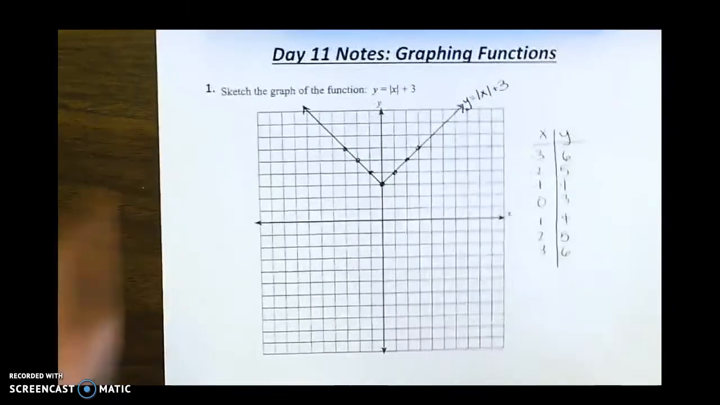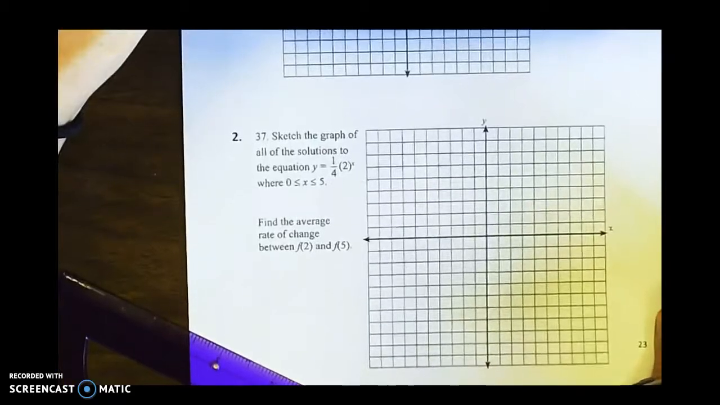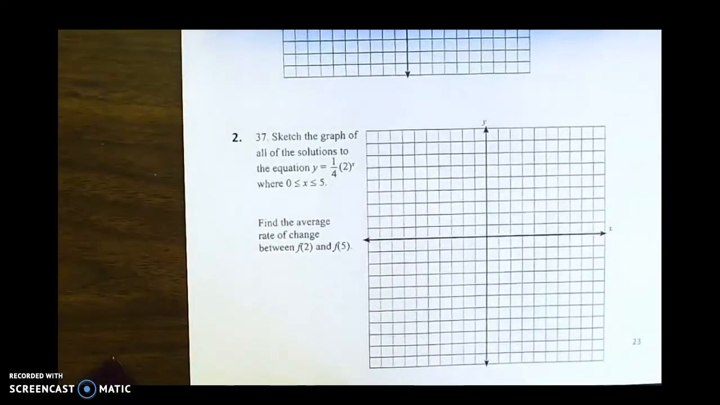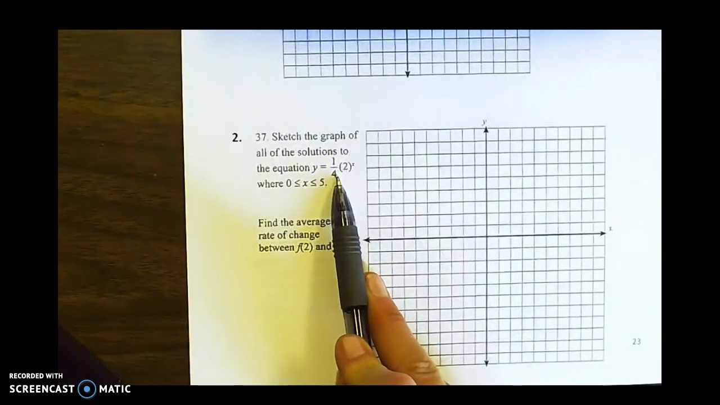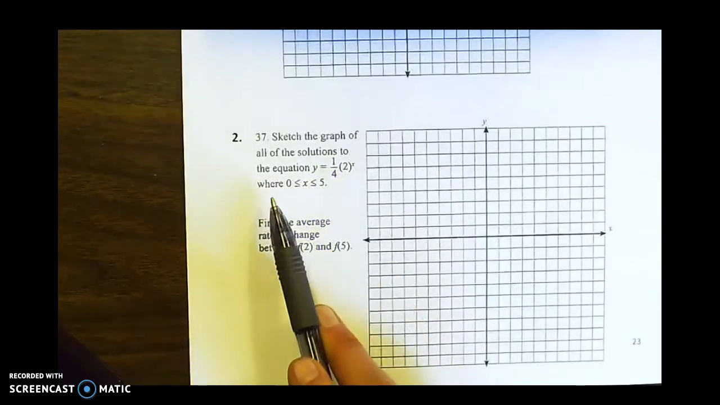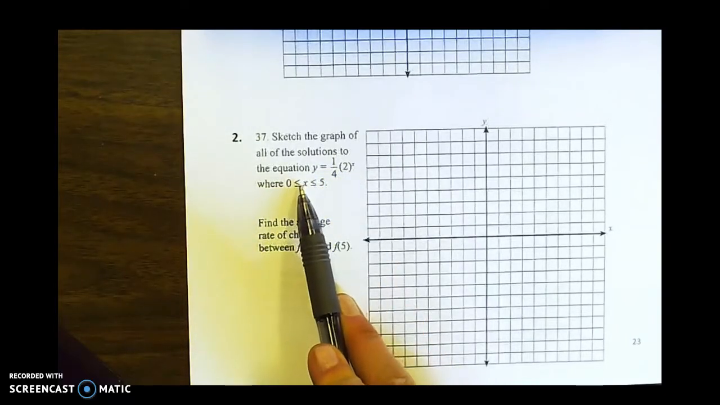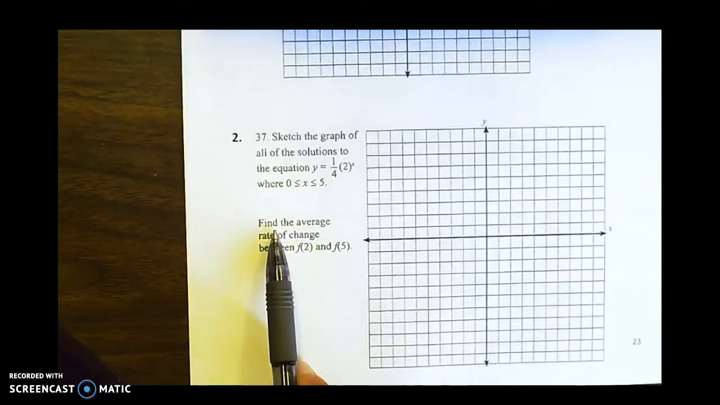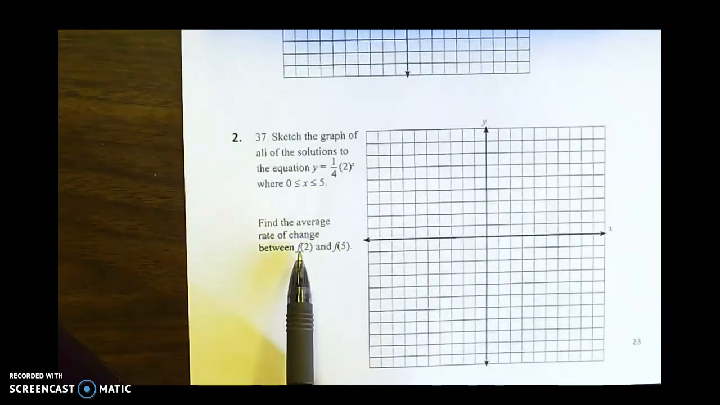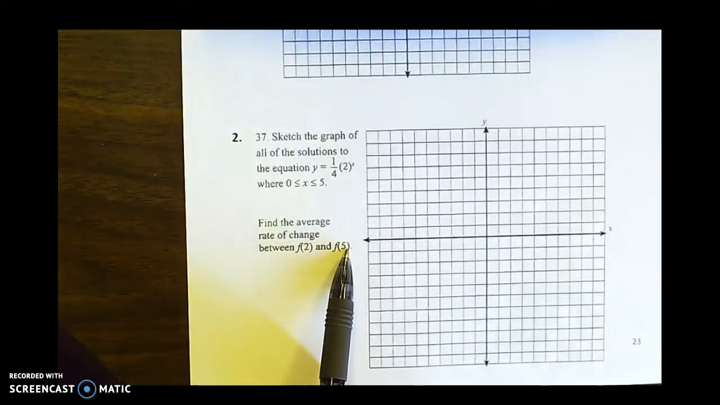All right, let's take a look now at example number 2. It says sketch the graph of all of the solutions to the equation y equals 1/4 times 2 raised to the x power, where 0 is less than or equal to x, which is less than or equal to 5. And then we're going to find the average rate of change between f of 2 and f of 5.